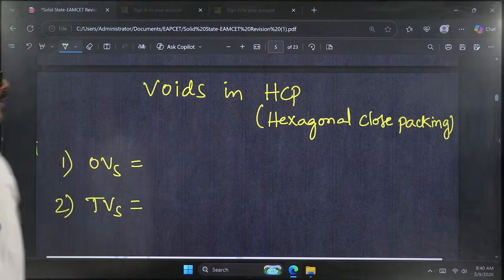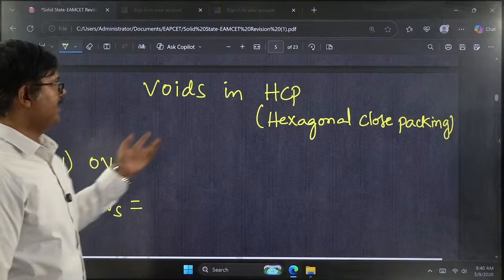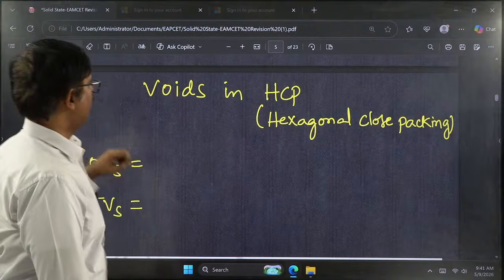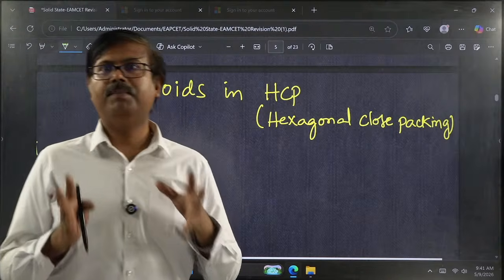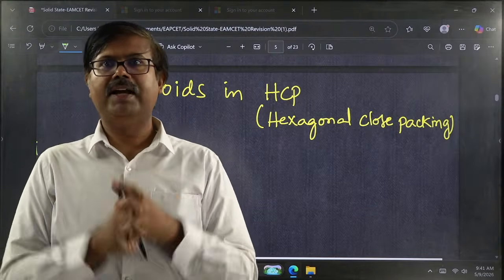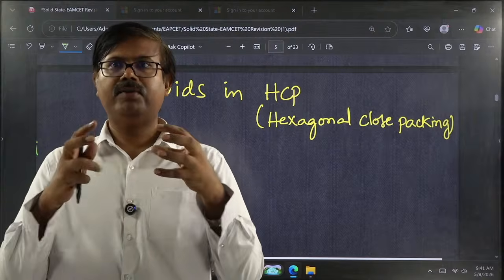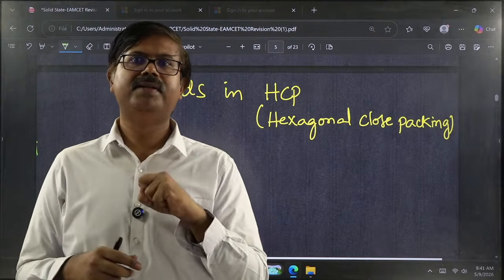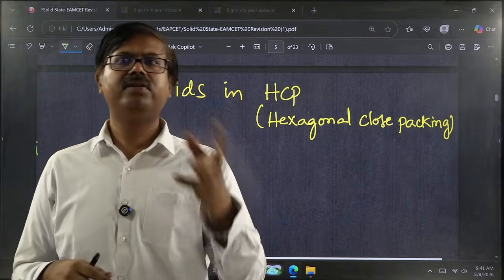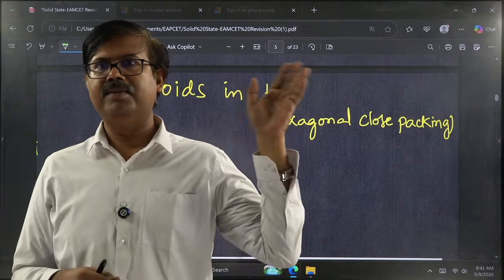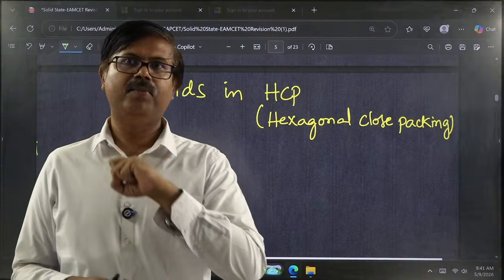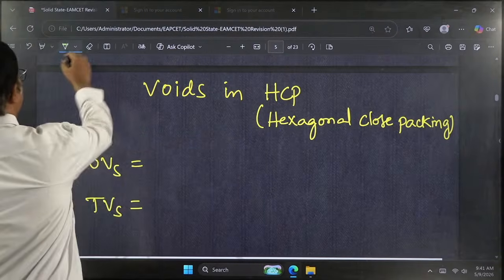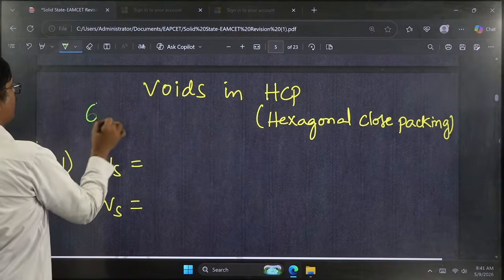Okay. Next, voids in HCP. I just mentioned, in HCP, hexagonal closed packing, per unit cell if you take, how many atoms per unit cell? 6 atoms. I am not going into the derivation part, just like simple cube, body centered, face centered. Just remember for HCP, atoms per unit cell, 6 atoms.